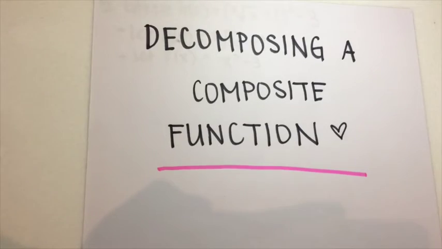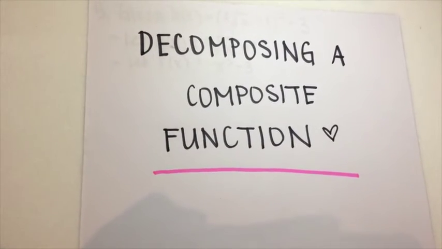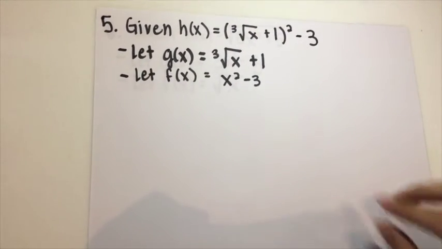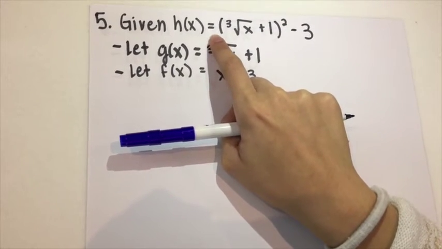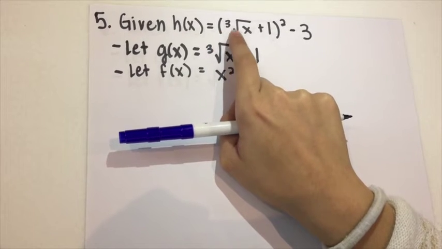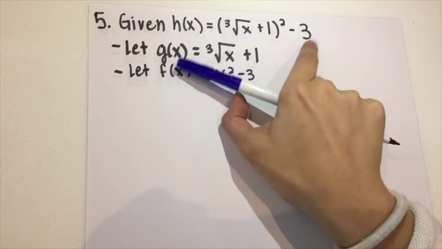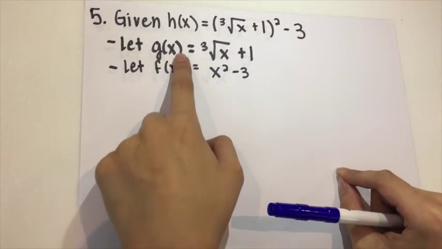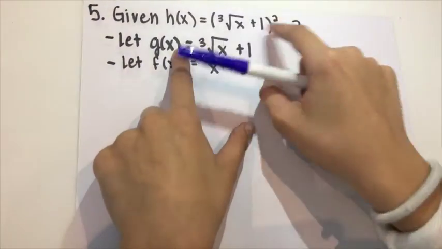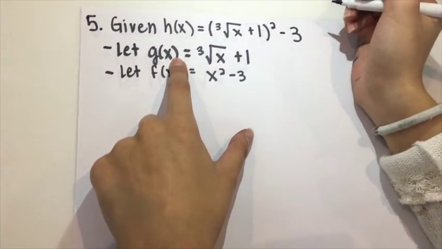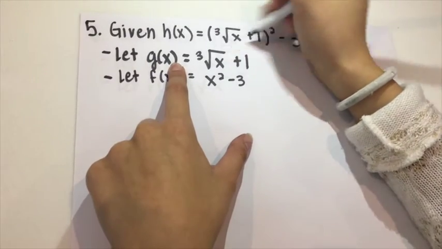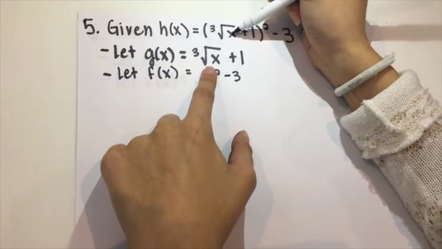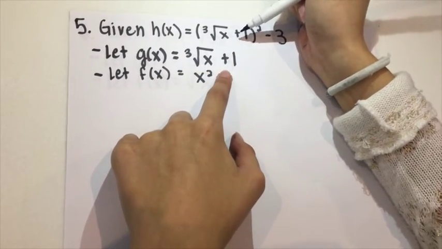Okay, now we'll be talking about decomposing a composite function. Let's say that the given is h of x is equal to the quantity cube root of x plus 1, squared, minus 3. So what we're going to do is assign g of x to all the values inside the grouping symbol. In this case, the grouping symbol is a parenthesis. So g of x would be equal to cube root of x plus 1.